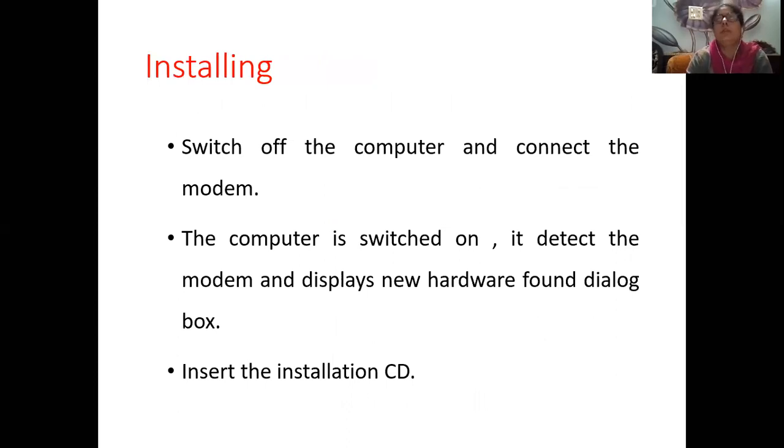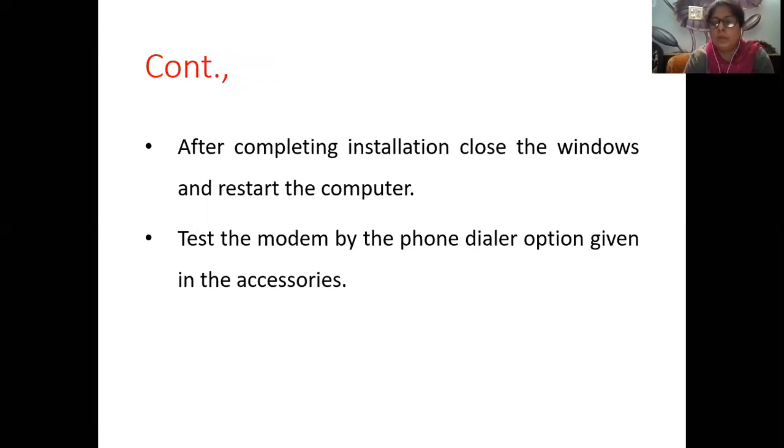Now, how do we install the modem? First of all, you have to switch off your computer, then connect the modem. Again, you have to switch it on, then it will detect your modem. It will display that a new hardware device is found. You have to put the installation CD if provided, and after completing installation, you have to close the Windows operating system and restart your computer. Then you can also test your modem by the phone dialer option, which is provided in the accessories part.